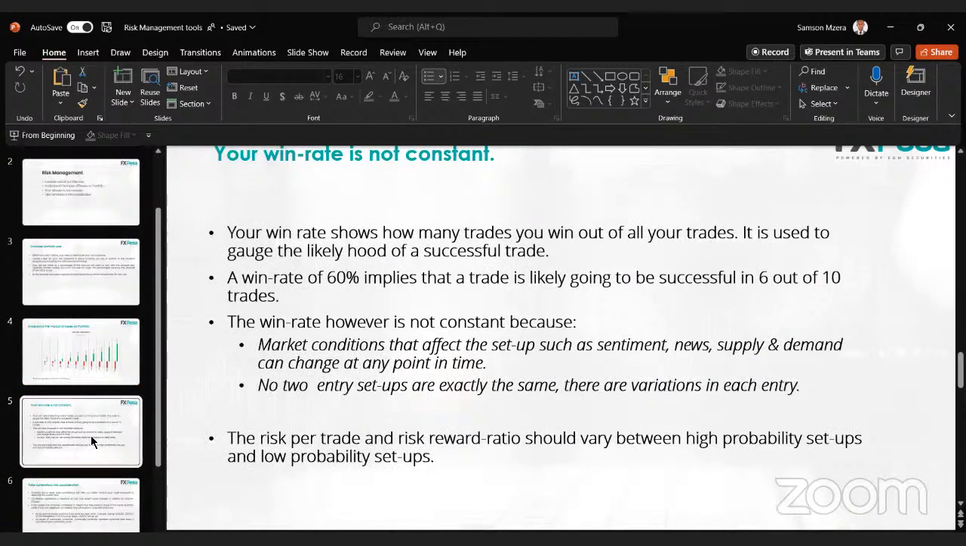Then we talked about your win rate not being constant. That means each setup is affected differently when it comes to how you are positioning yourself. So you need to know which are your high probability setups, and this involves backtesting, and your low probability setups. You're never going to have constant setups at the end of the day. If you assume you have constant setups, then there is something that you're not seeing in the market that you need to rectify.